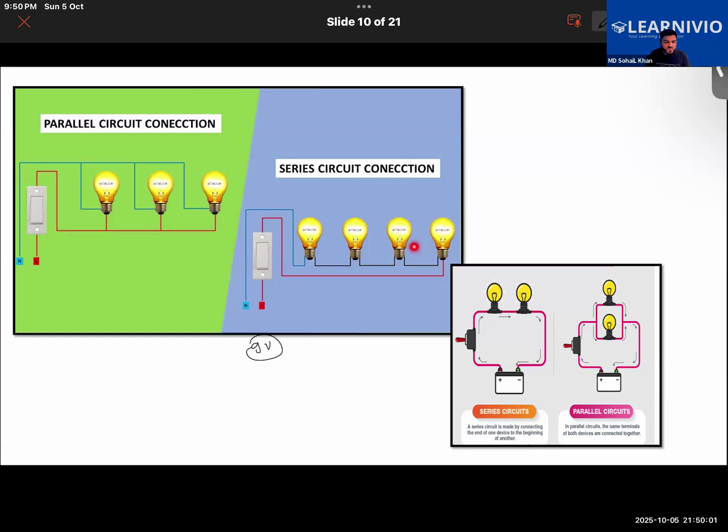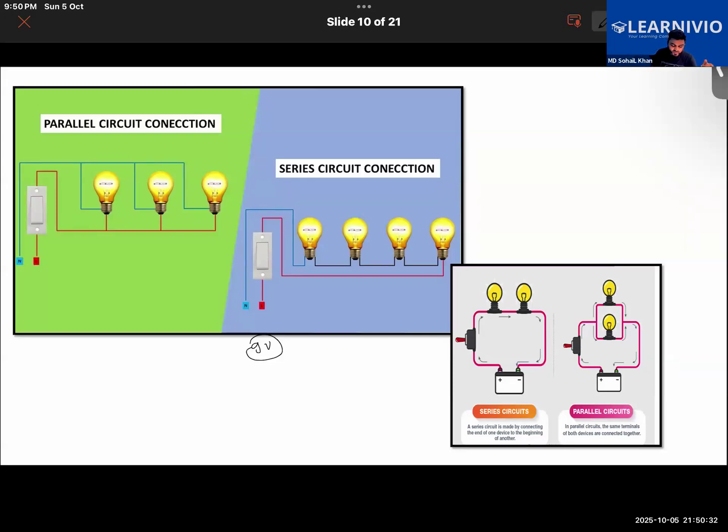In a series circuit, all the bulbs connected in the series will glow, but their brightness will diminish as more bulbs are added. So they will become dimmer and dimmer. Only the first one will glow brighter than the others. As you add more bulbs, the brightness of all the bulbs will gradually decrease.